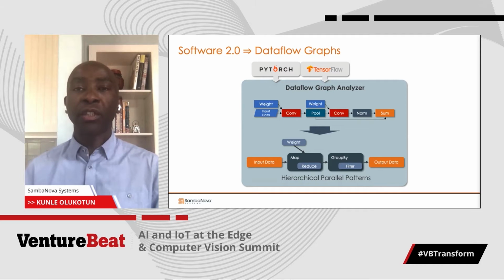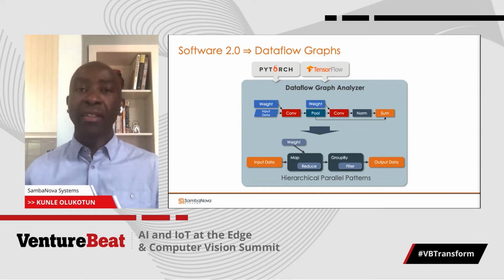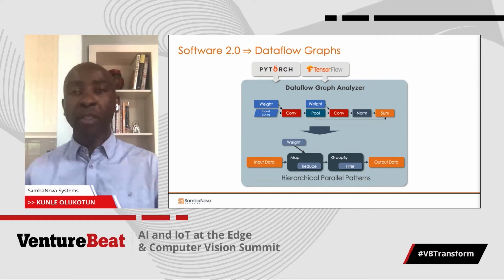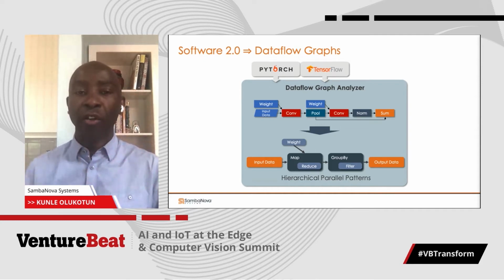It turns out that you can take these data flow graphs from machine learning applications and convert them into a form that is better for high-performance execution. This we call parallel patterns. Parallel patterns can be thought of as a high-level representation of both the computation and the data access patterns in your algorithms.